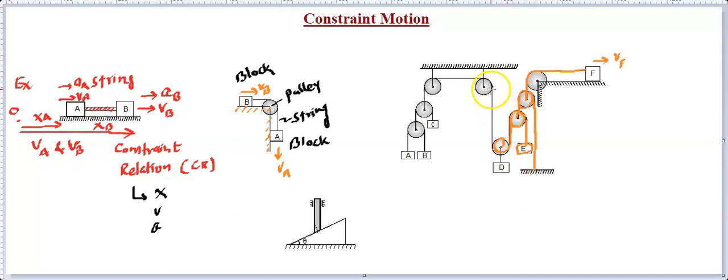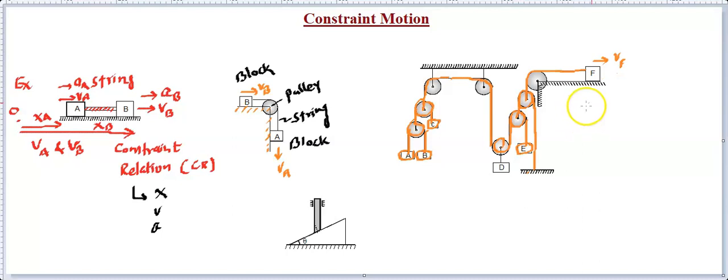This pulley starts moving, hence this block has to move, and then this pulley starts moving, so this block has to move. Similarly, this string passes over here, and this will cause this pulley to move. Once this pulley moves, this block moves, and then this pulley moves. Then you find this affects block A and block B. You can see these are all affected by the motion of this.